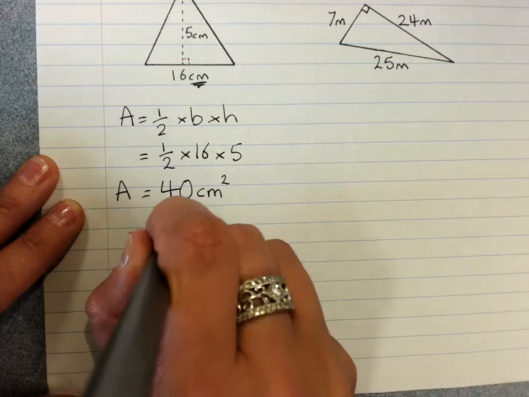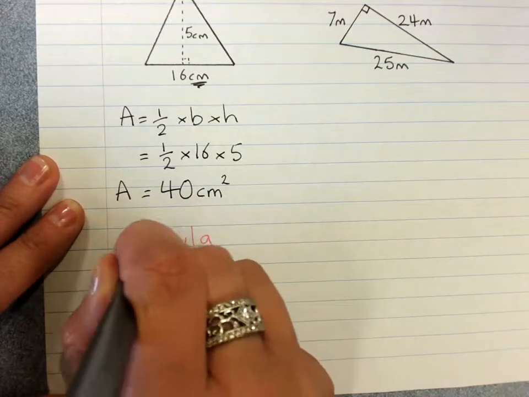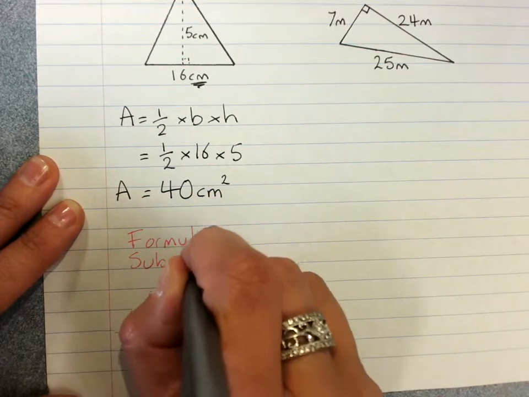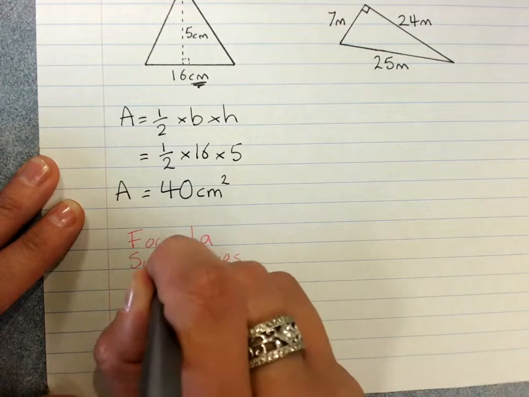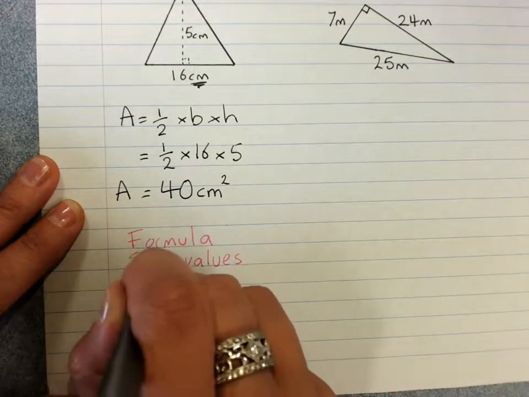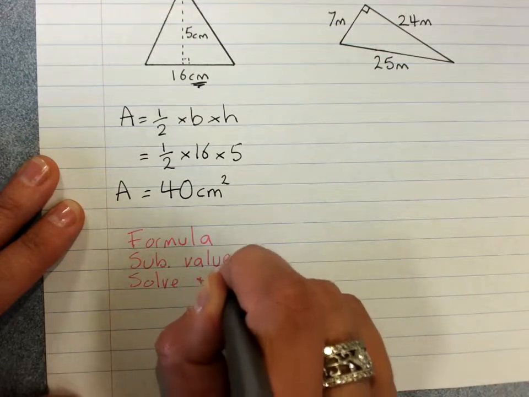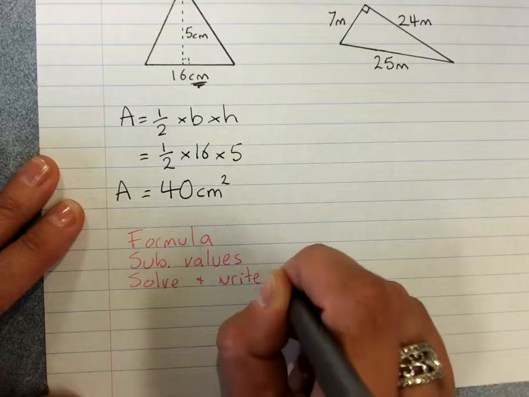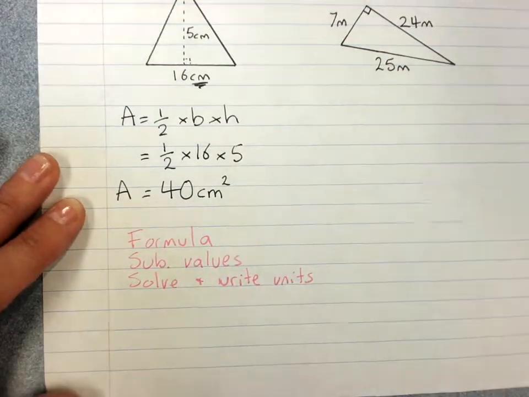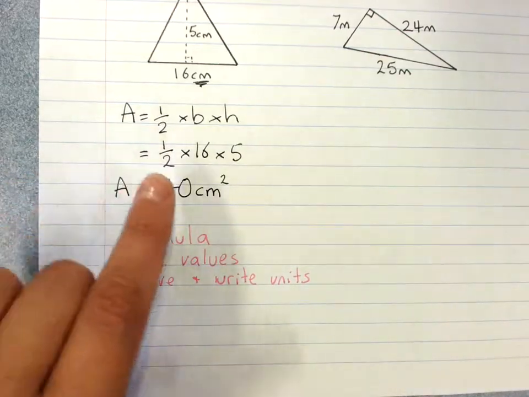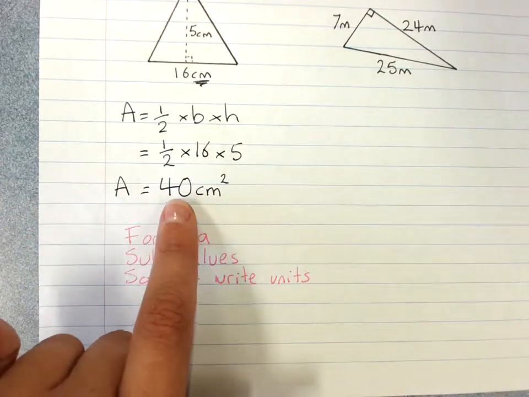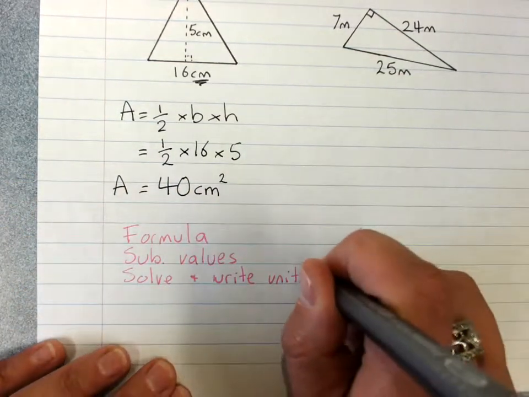So my steps are formula, substitute the values, solve, and write units. Formula, substitute the values, get the answer, and write the units squared.